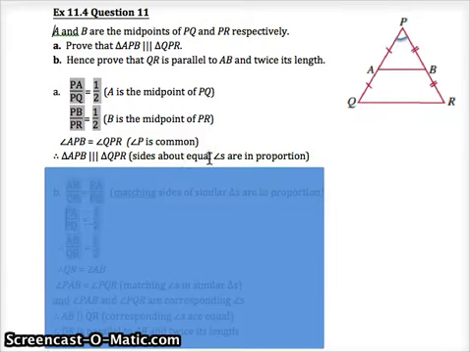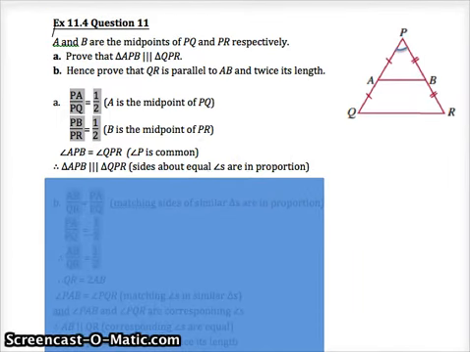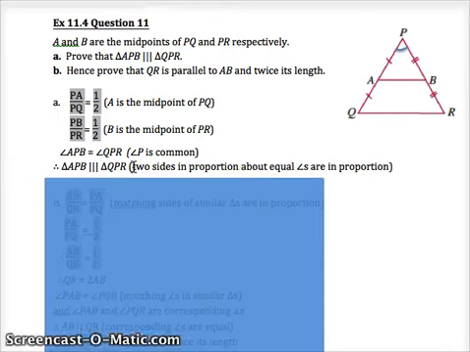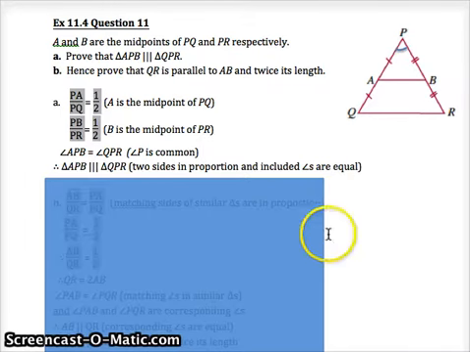Reason, we could say sides about equal angles are in proportion. Or we could say two sides are in proportion and the included angles are equal. So I might just actually write that in. I'll just write two sides in proportion and included angles are equal. But either reason is fine.